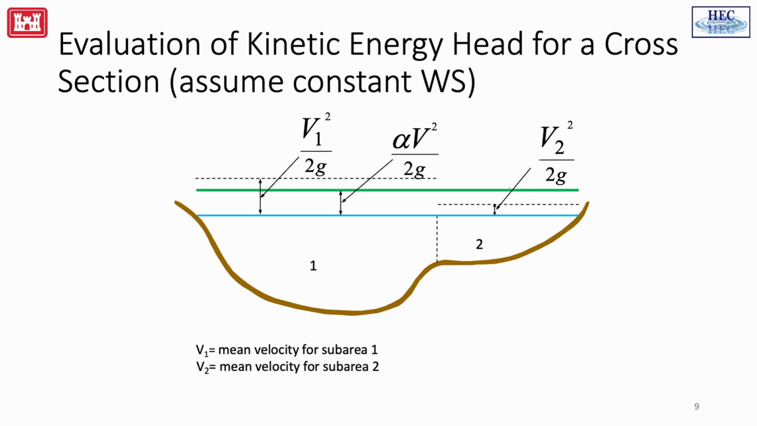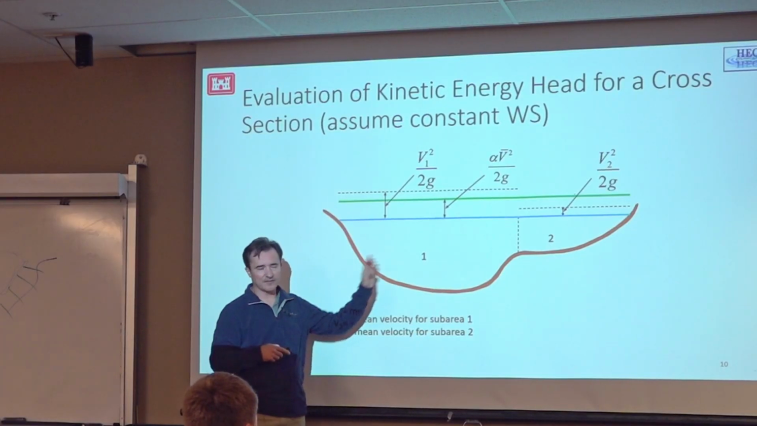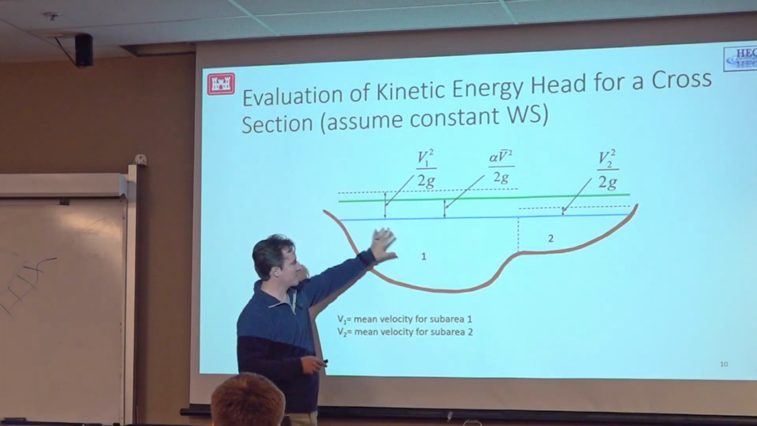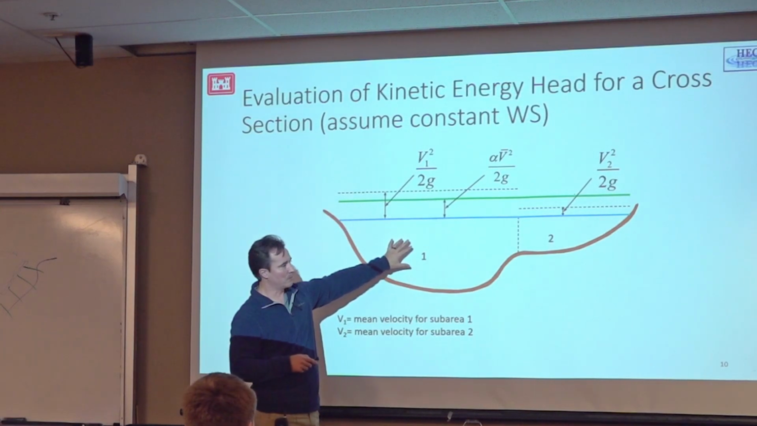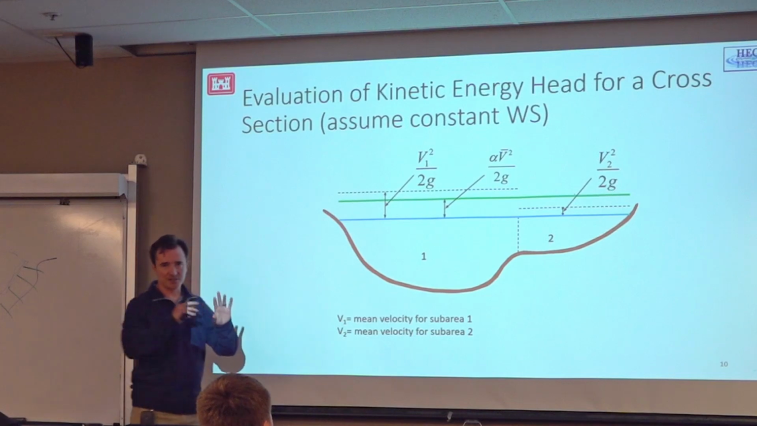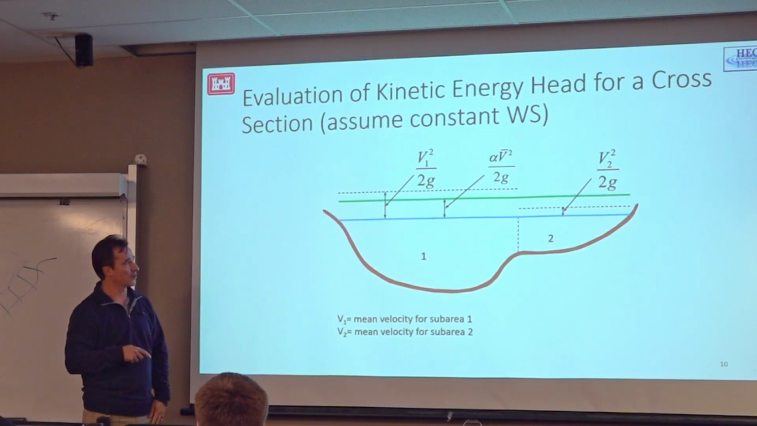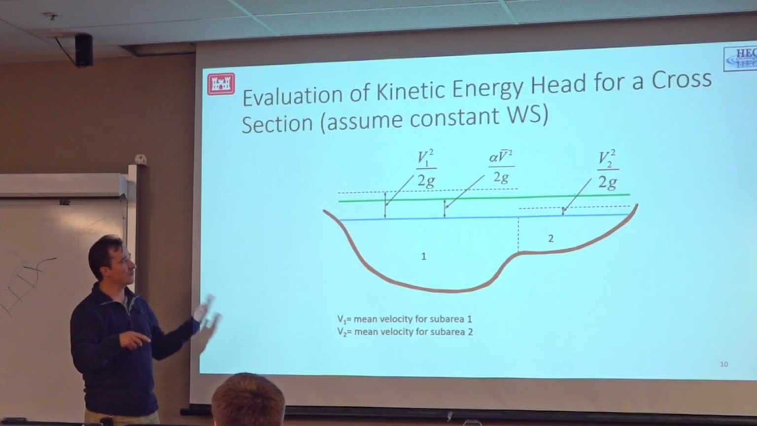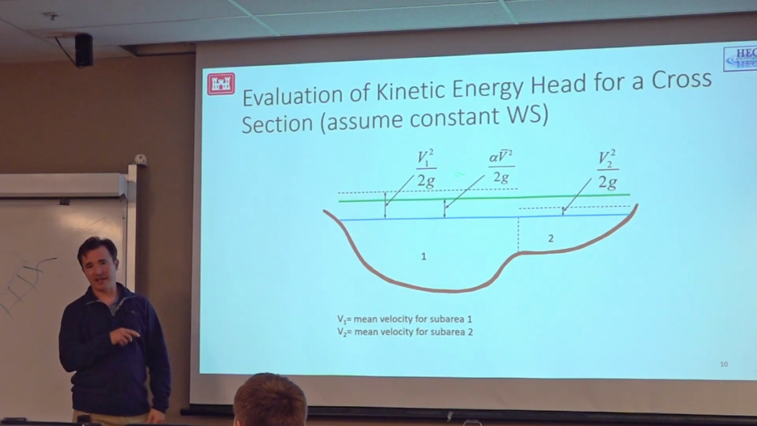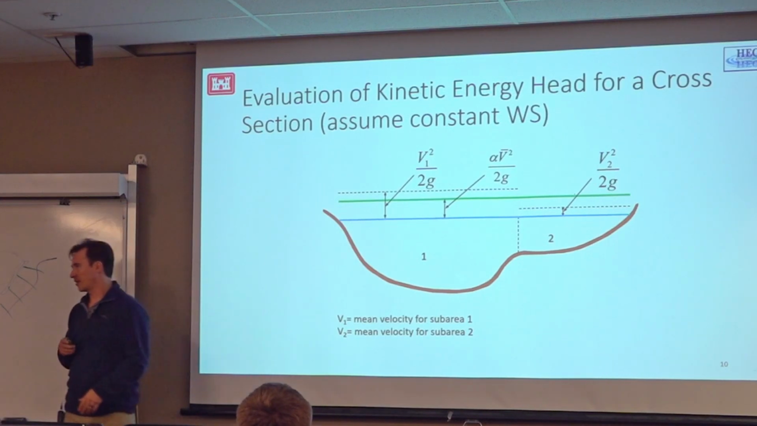So this is the kinetic energy head, the v squared over 2g, right? Because the cross section is going to have a velocity distribution, this is going to have, in general, a very different velocity from this overbank area here. So it's subdivided into two sections with assumed constant velocities. If you want to compute an average kinetic energy for the cross section, you need to introduce this alpha parameter, and I'll show in the next slide how to calculate that.